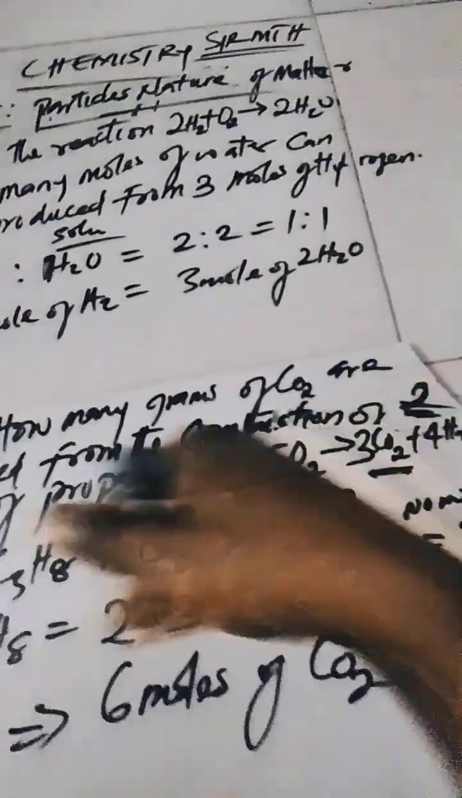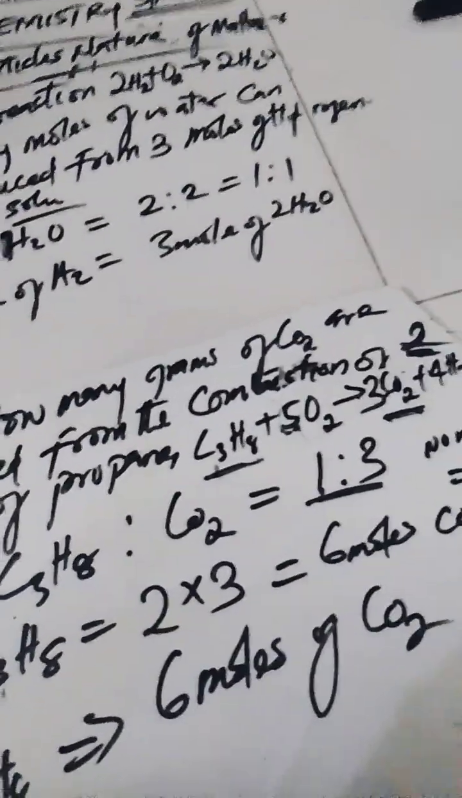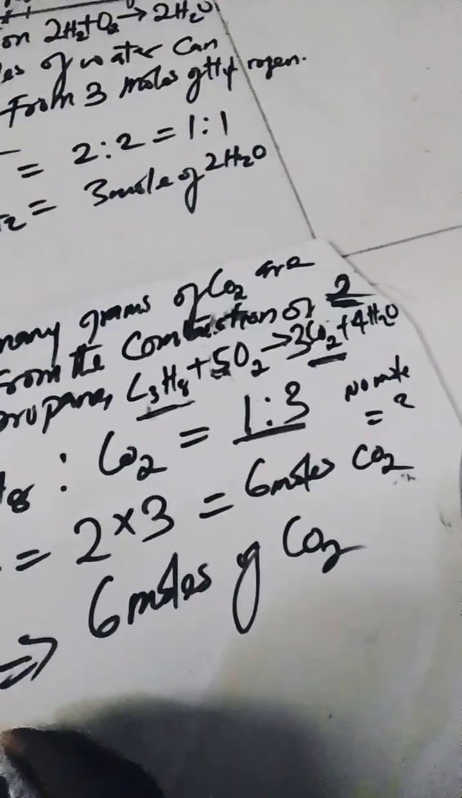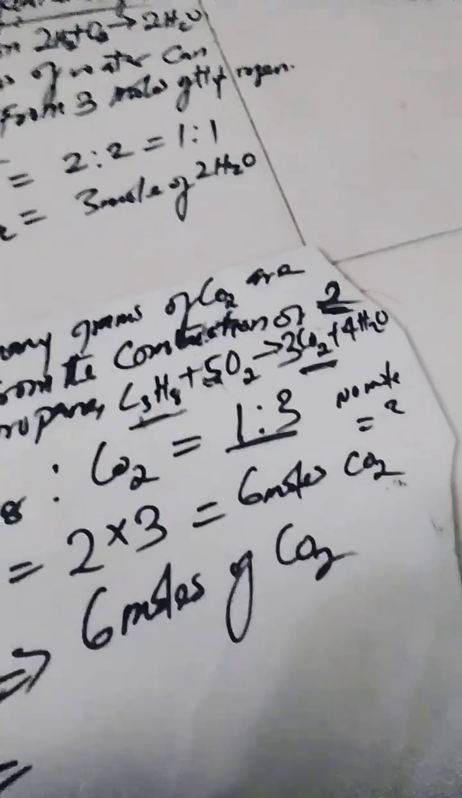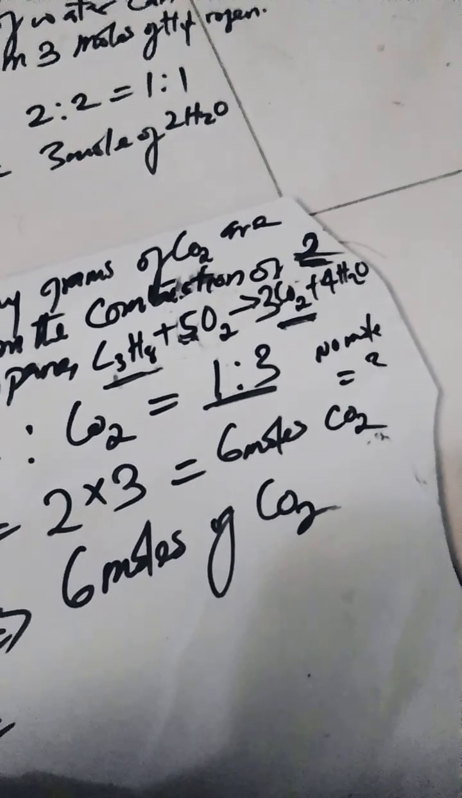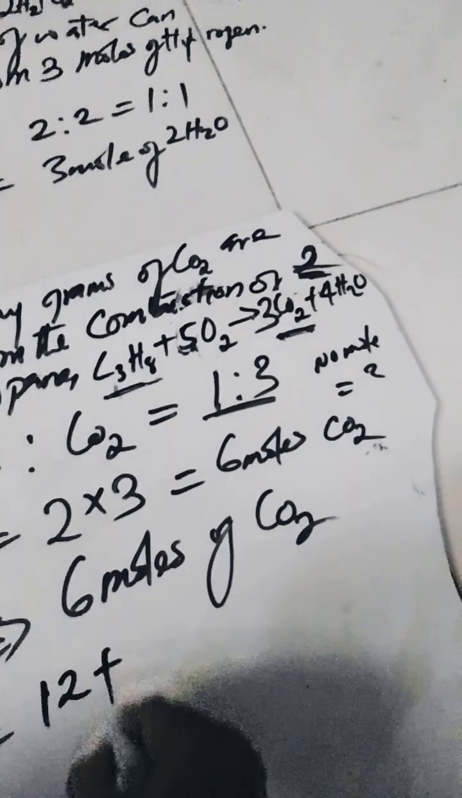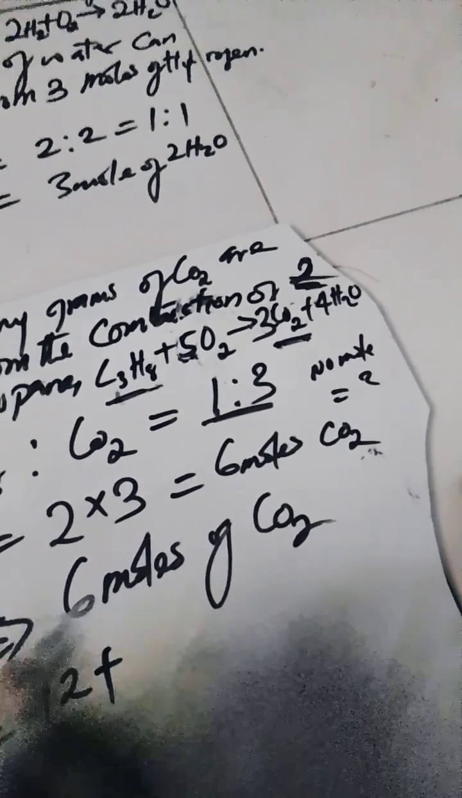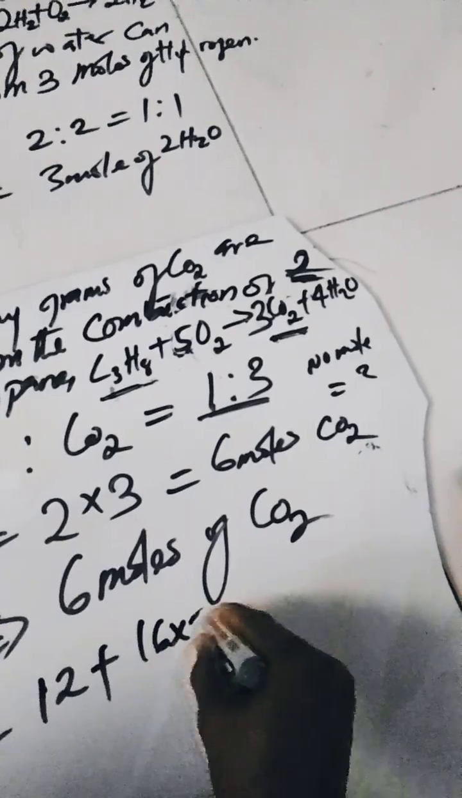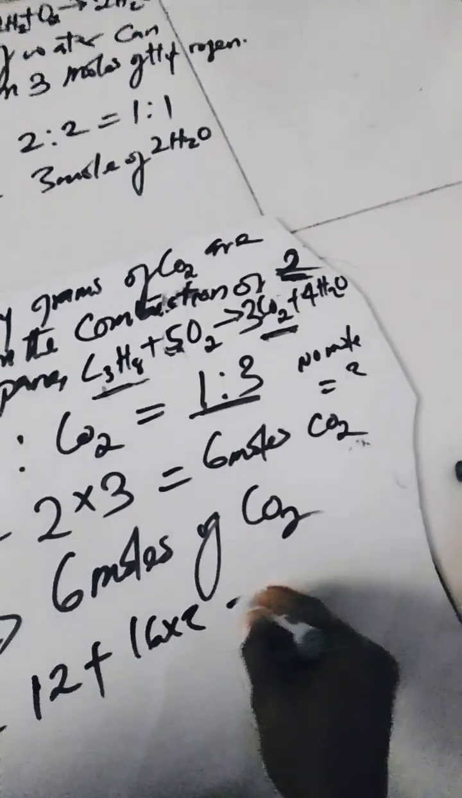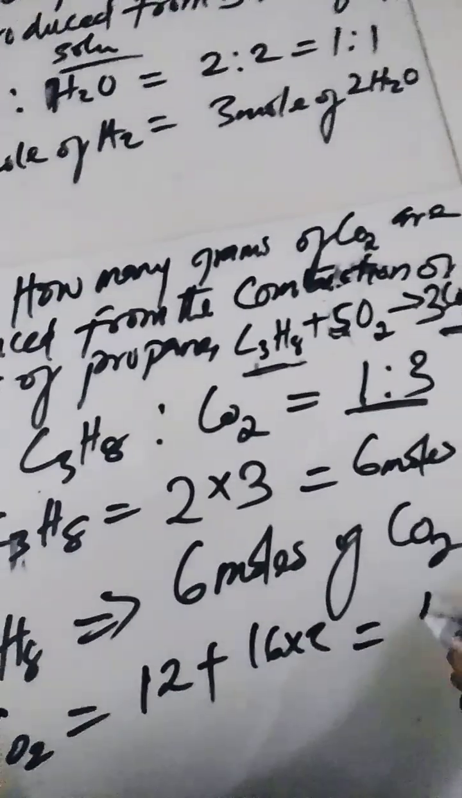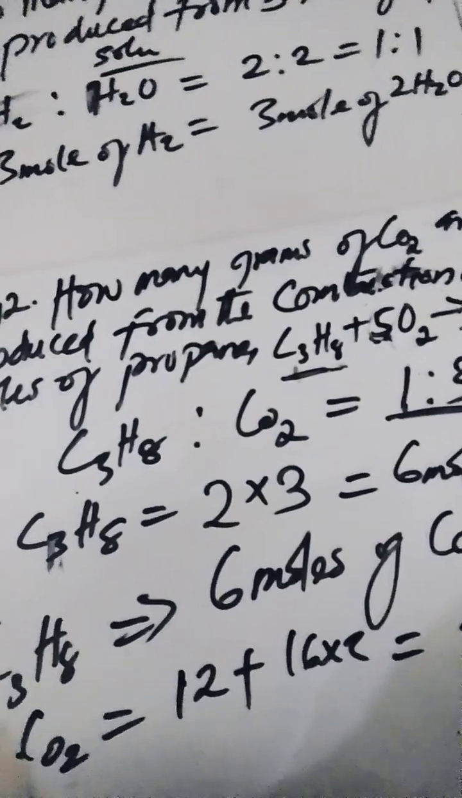We can actually rectify this by using molecular weight. Let's check via molecular weight. So the molecular weight of CO2 is equal to carbon is 12 plus oxygen here is 16 times 2. So sum it together, we have 44 gram per mole.